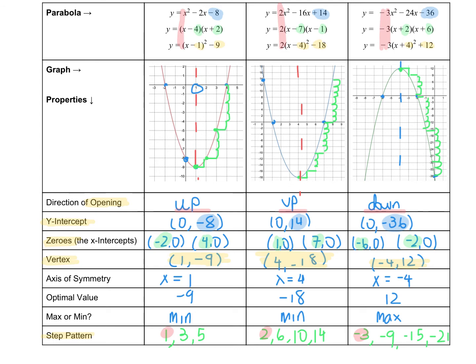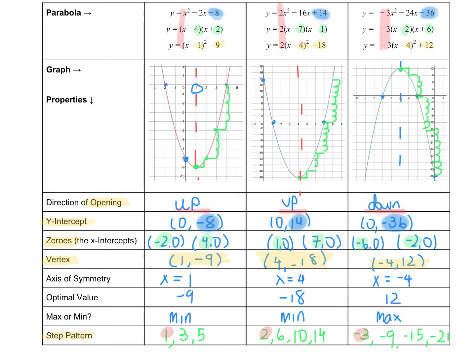All right, so for the observations, I have done some color coding here. So I'm going to start with the y-intercept. If you look at your y-intercept values, you will notice that they are the exact same value as the constant in standard form. So here, negative 8 is the negative 8 at the end. Here the constant is 14, and so is the y-intercept. Here the constant is negative 36, and so is the y-intercept.